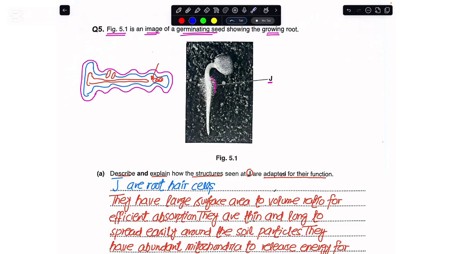And then you would say that these root hair cells have a large surface area to volume ratio that would bring about the efficient absorption of the water and ions. You could also say that these root hair cells are long, and that if they are long, it would accommodate them in penetrating in between the soil particles. The other point is that these root hair cells are very thin, and when they are thin, it would reduce the distance for the diffusion process.